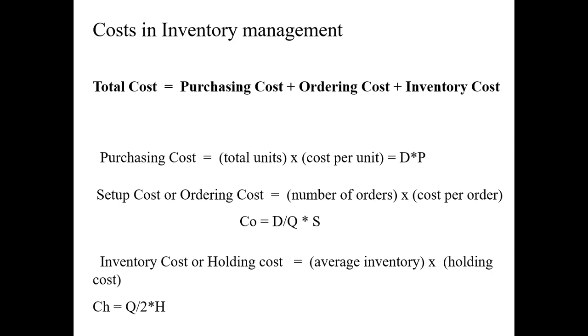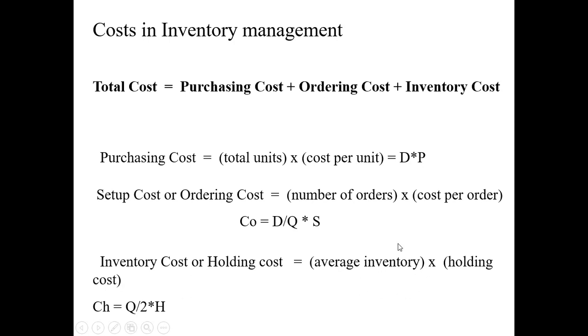And we have other types of expenses, security expenses, insurance expenses and so on. So all these expenses will come under the category of holding cost. And holding cost is calculated by the equation: average inventory multiplied by the holding cost.